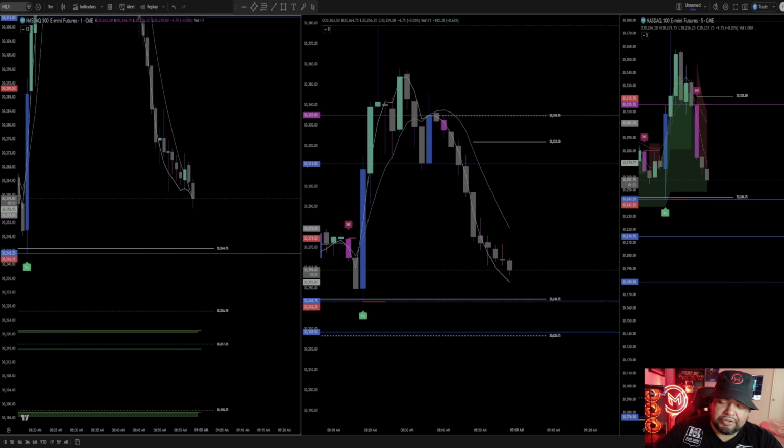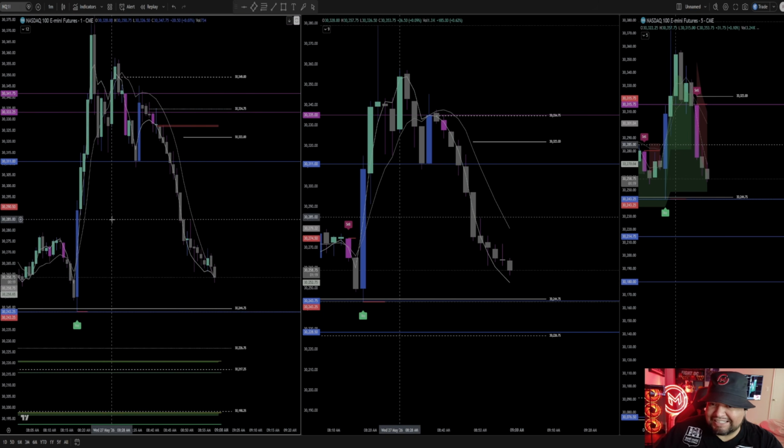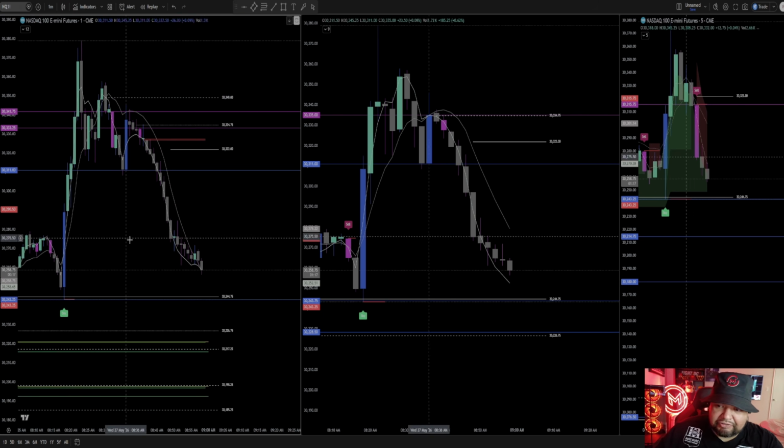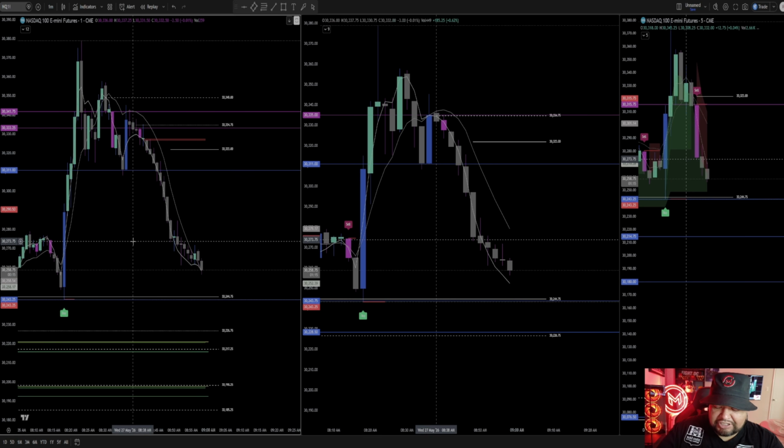I'm charting on NQ on TradingView, and you can chart on MNQ. There are going to be slight differences, very, very slight differences, because there is a difference in volume between NQ and MNQ, and it may affect where the levels are by the tiniest fraction, and you may miss a candle here and there.